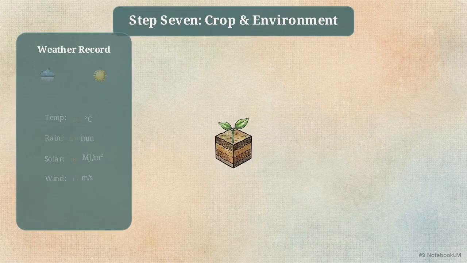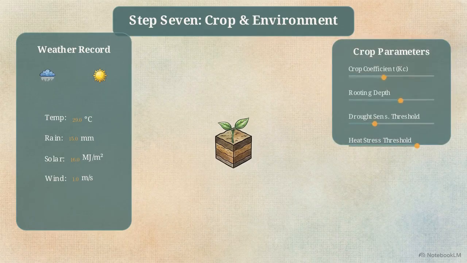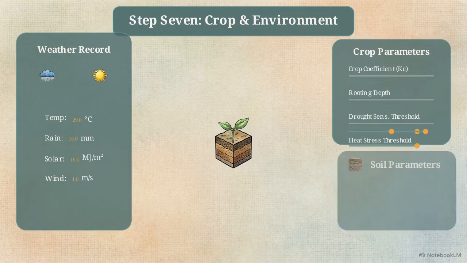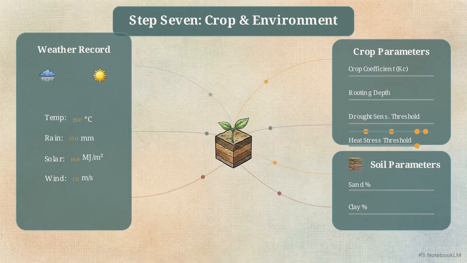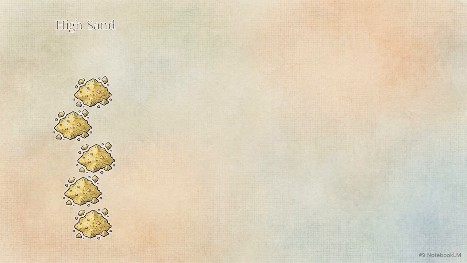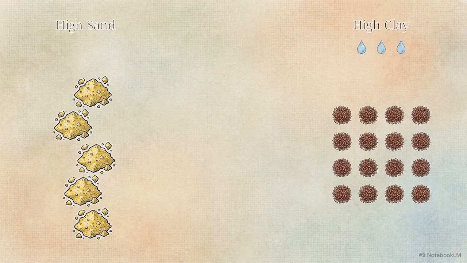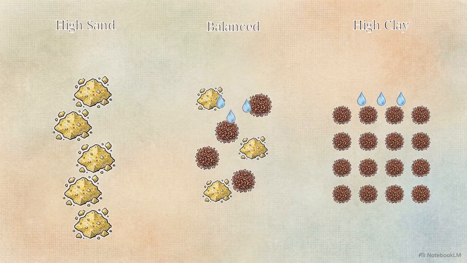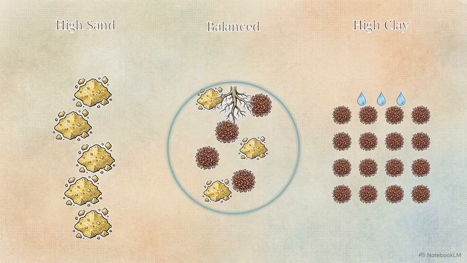Everything converges in Step 7. This is where the raw weather data meets the biological needs of a living plant. You configure 4 crop parameters alongside 2 soil parameters, sand and clay content. This highlights a critical trade-off in soil physics. If your soil has too much sand, water drains too rapidly. If it has too much clay, the soil holds onto the water so tightly that plant roots cannot access it. You have to find the balance, the available water capacity, that prevents crop stress.